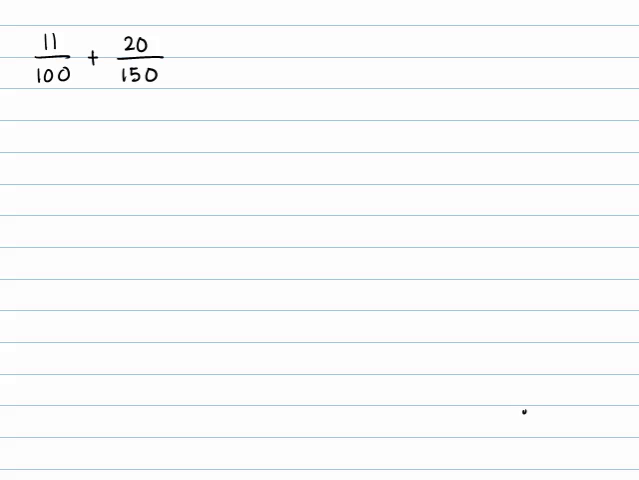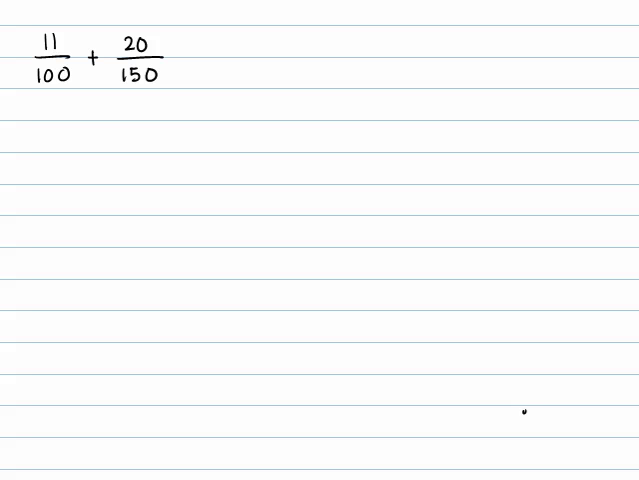I want to add the two fractions, 11 over 100 plus 20 over 150. How will I do that? Common denominator? I need a common denominator. What is the common denominator? 300. Okay, good. So the easiest common denominator is actually to go and multiply these guys together, the two denominators.